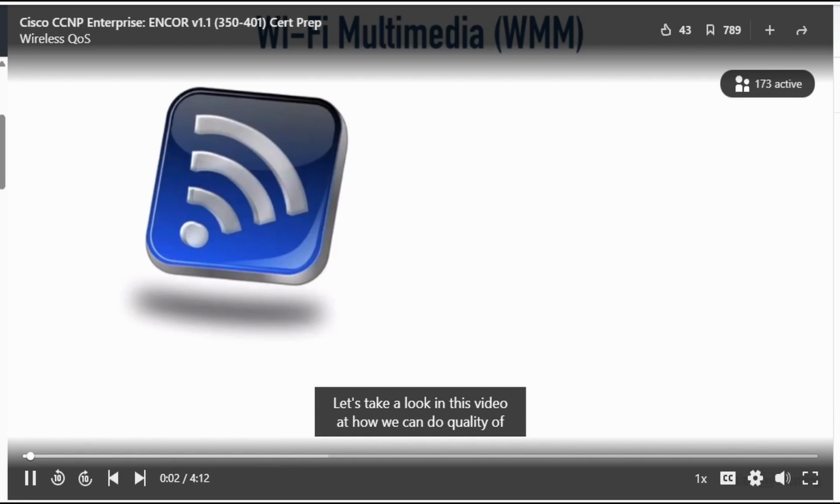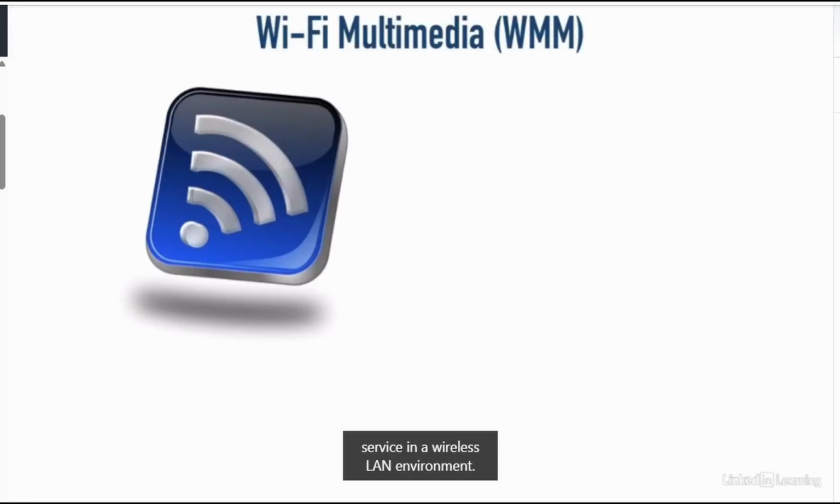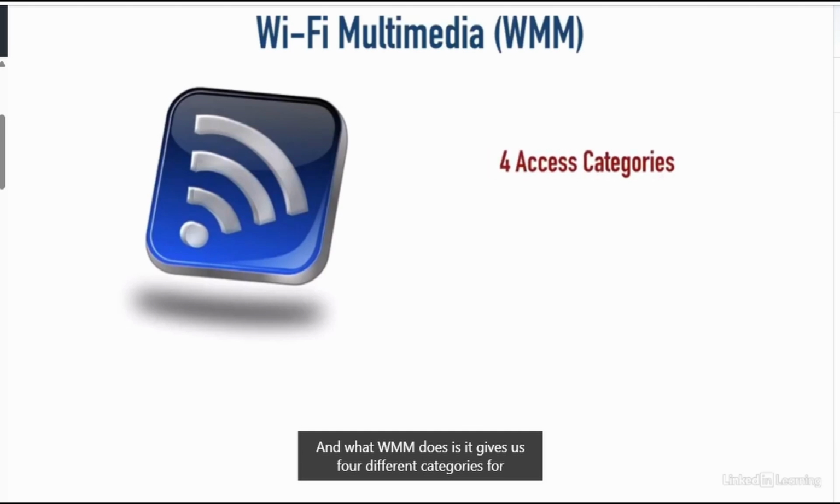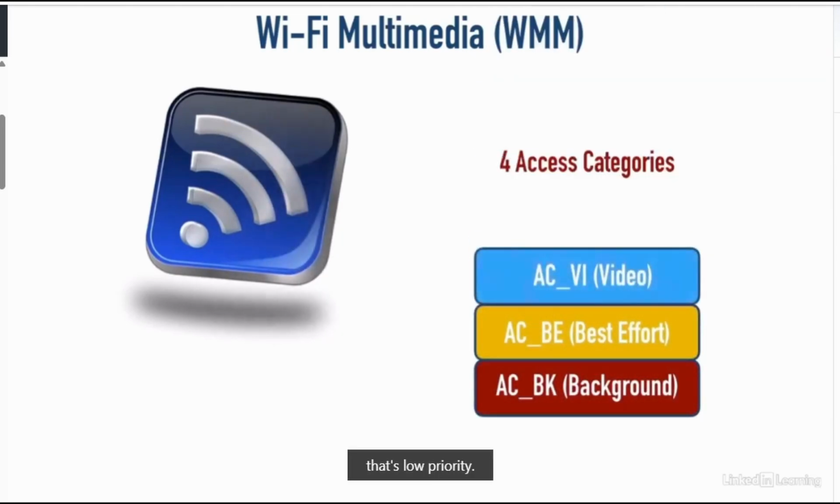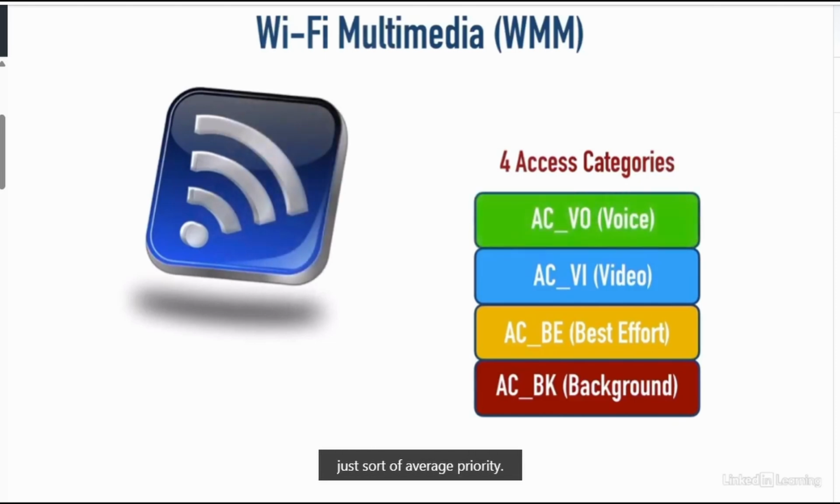Let's take a look in this video at how we can do quality of service in a wireless LAN environment. Wireless LANs often support a feature called WMM, or Wi-Fi Multimedia. And what WMM does is it gives us 4 different categories for accessing the wireless network. It gives us 4 access categories, and here are their names. We have one for the background traffic, that's low priority. Best effort, just sort of average priority. We've got a category for video and a category for voice, and on screen you see the different names given to those different categories.